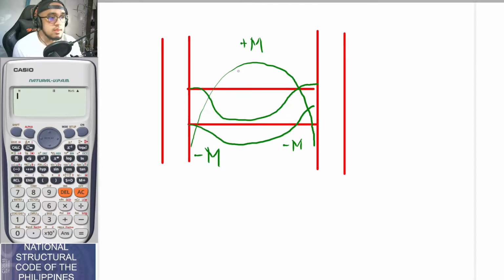So it would be like that. With that, guys, you have a negative bending here, you have a positive bending here, and a negative bending here. And in this case, for your positive moment, the one that is subjected to tensile stress is the one at the bottom, and the one that is subjected to compressive stress is the one on top.